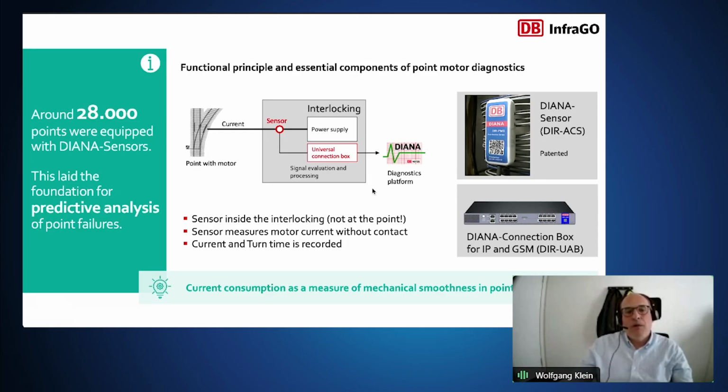Therefore we were able to avoid around 5,000 point machine failures per year. So we detect them before the switch really fails, and this is where we started. I think the system is still in operation, and now 28,000 point machines around Germany are monitored by the system. Okay, but that's one application.